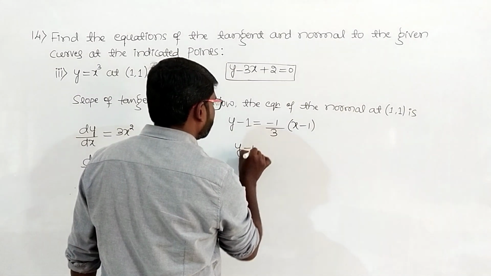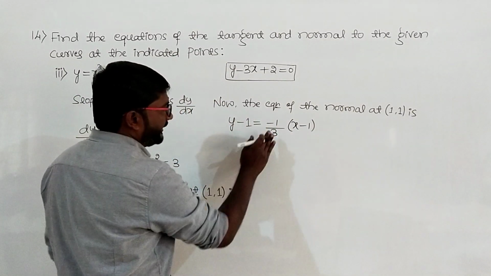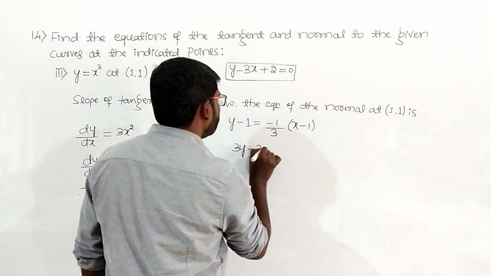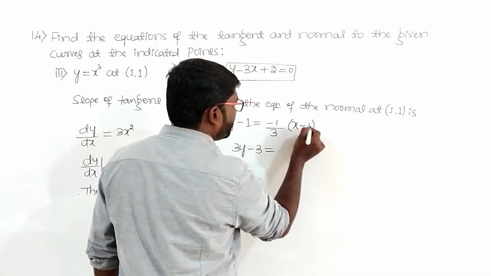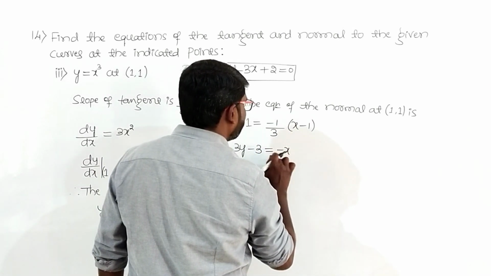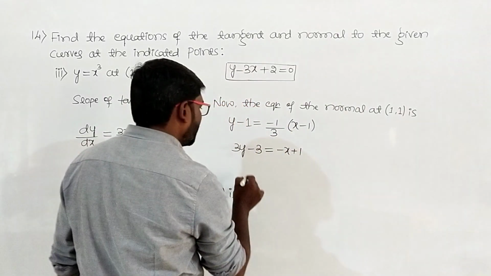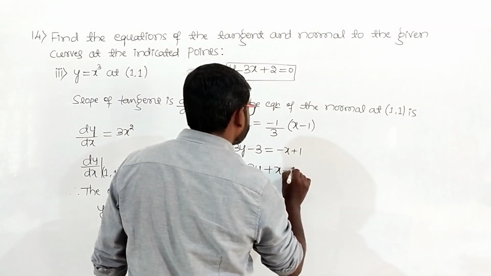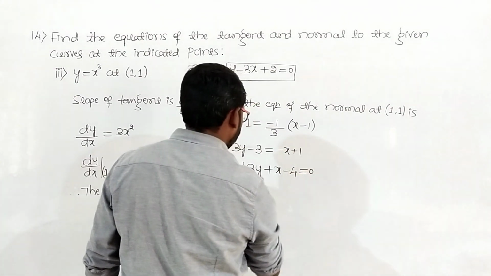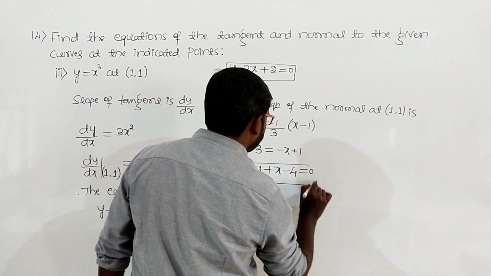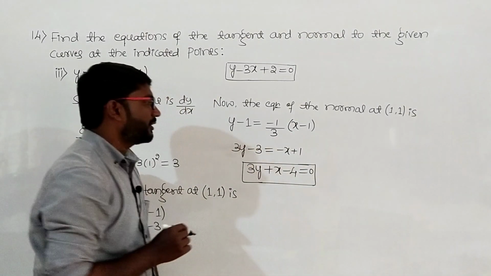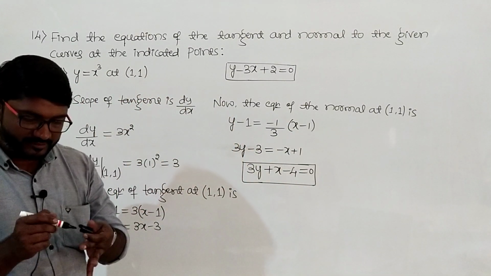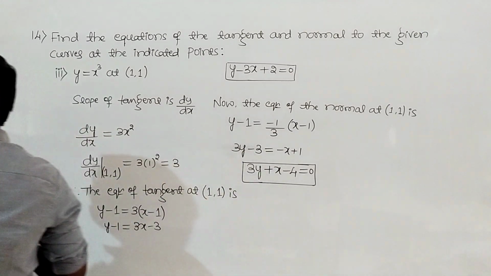So y minus 1, or else I take 3 to the left hand side, it will be multiplied with both the terms. 3y minus 3 equals minus 1 multiplied with these two terms, you get minus x, minus into minus, it is plus 1. So now overall it becomes 3y plus x minus 4 equals 0. So this is the required equation of the normal at 1 comma 1. So this is all about the third sub question. Next we will move on to the fourth sub question.